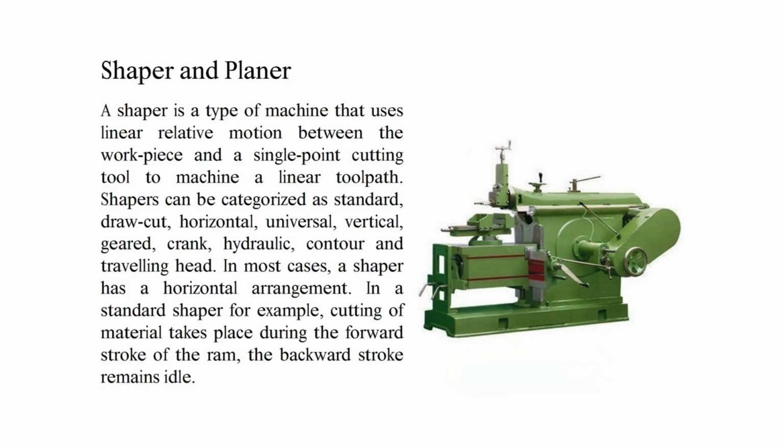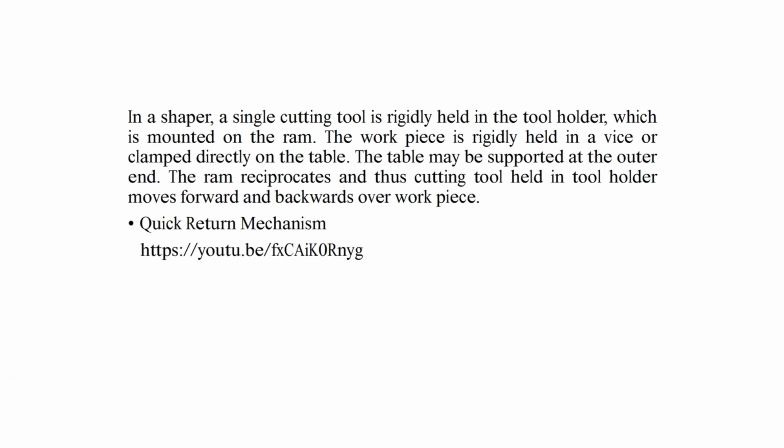In most cases, a shaper has a horizontal arrangement. In a standard shaper, for example, this is the really interesting part. Cutting of material takes place only during the forward stroke of the ram. The backward stroke remains idle, just returning to the start position. In a shaper, a single cutting tool is rigidly held in the tool holder, which is mounted on that reciprocating ram. The workpiece, on the other hand, is rigidly held in a vise or clamped directly on the table. The table may be supported at the outer end for stability.